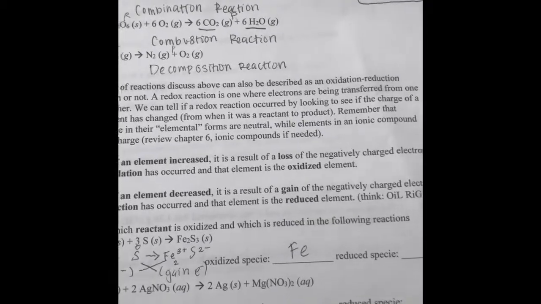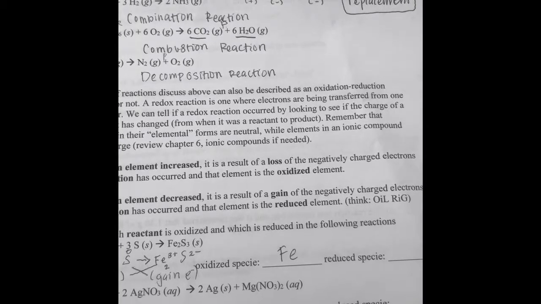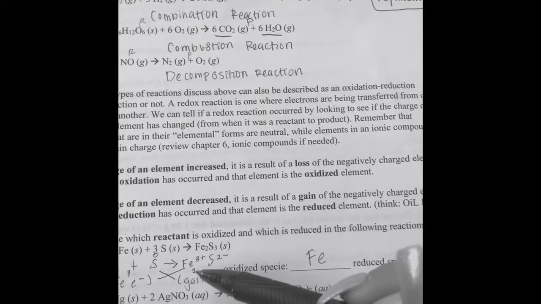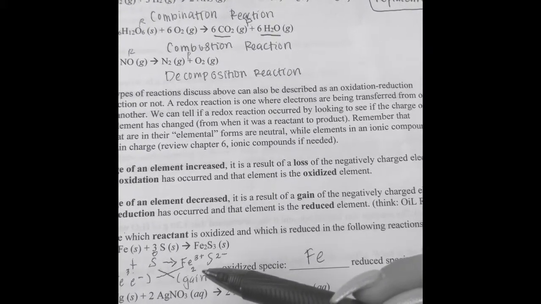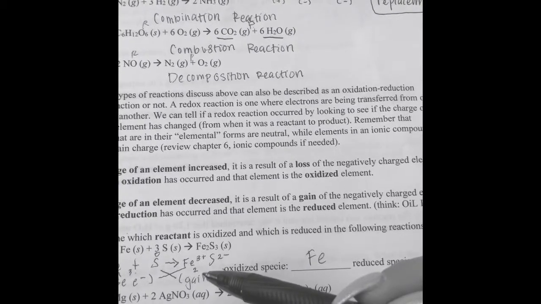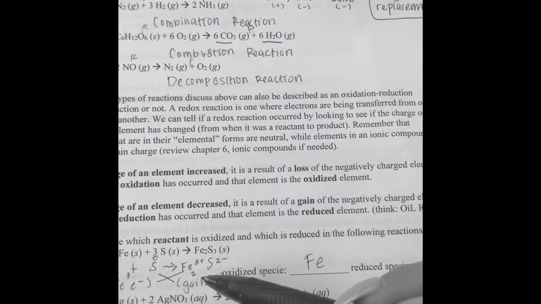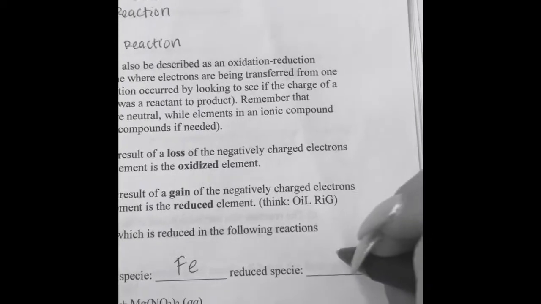And then for the reduced species, we're going to say that since sulfur gained 2 electrons, acronym RIG, reduction is gain, a reactant that is gaining an electron, we're going to say it's going to be sulfur.